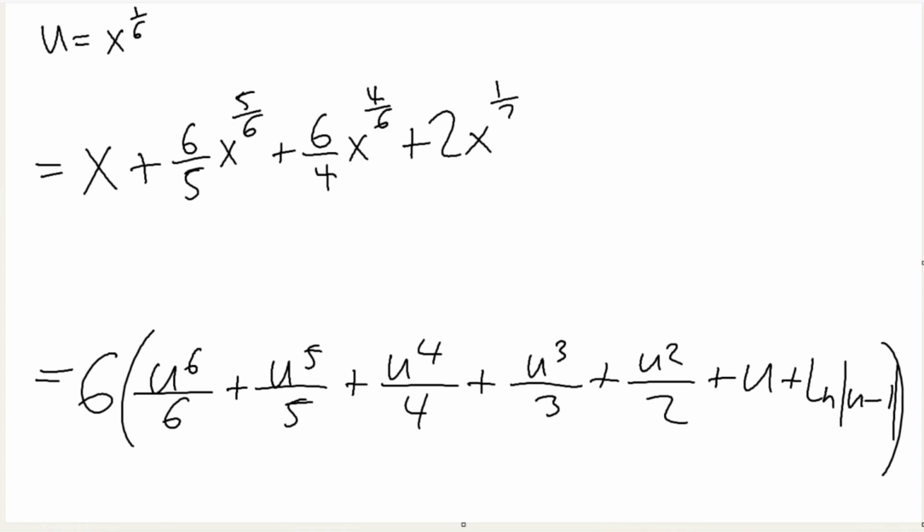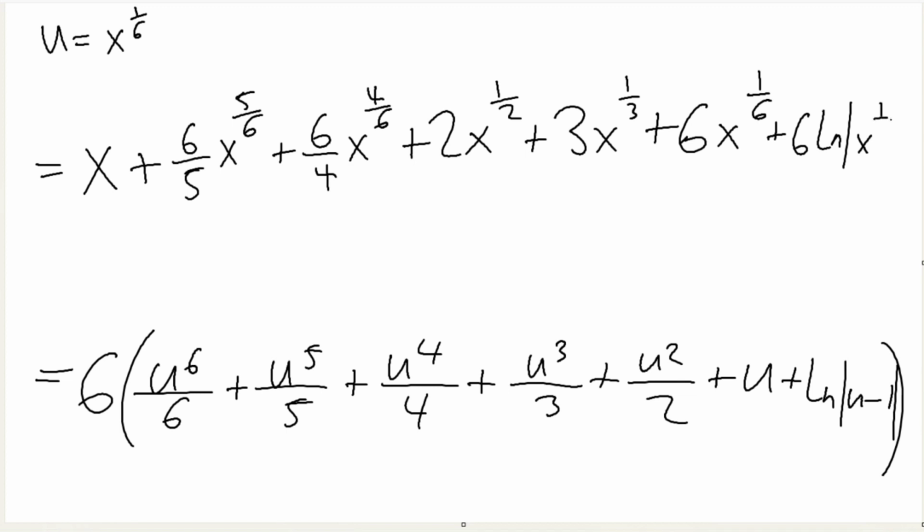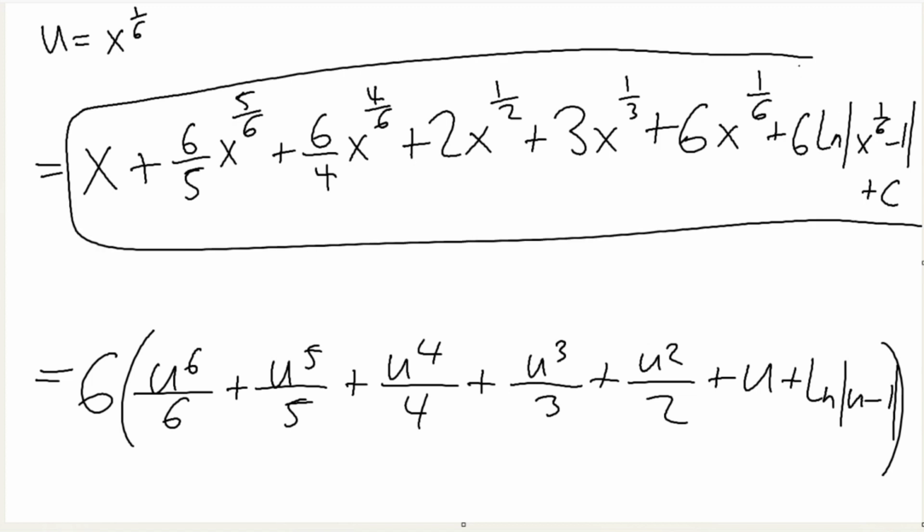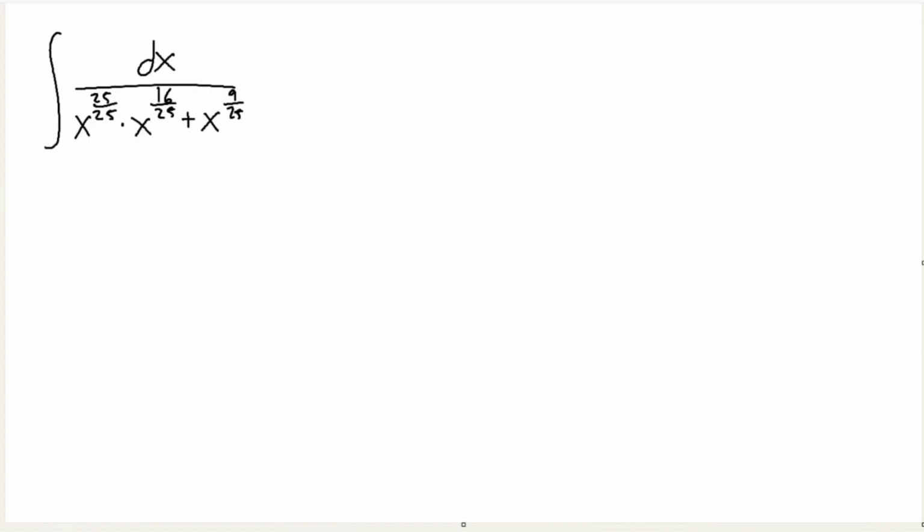This is 2.5. You notice a pattern that this is the reciprocal. The coefficients are very reciprocated, right? You notice a pattern, and then 6 ln of x to the power of 1 over 6 minus 1 plus c, so that you guys don't get triggered. And this is my answer. And there you go.